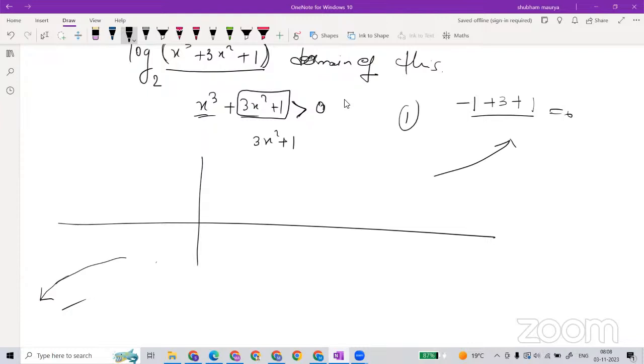So if you think about this one, only the 3x square. So 3x square doesn't have any root. Correct. And how will the graph of 3x square be? An upward-facing parabola. So where will it be? At the minimum, the minimum is 1. Something like that.